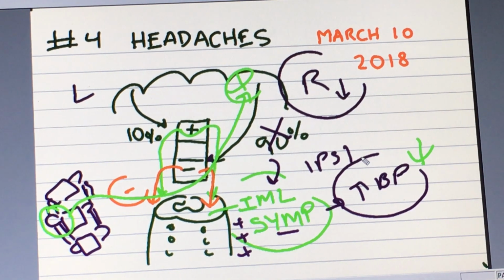So that's the way that we functionally look at it, and we're going to explain more about the mechanisms of how you can chiropractically address these issues, and we're also going to be including the nutrition as well.